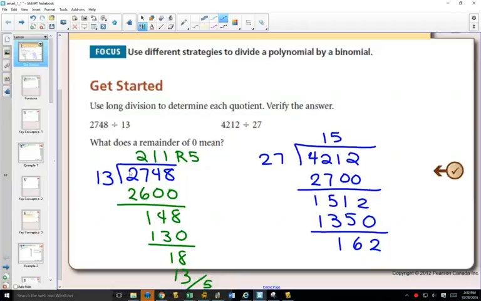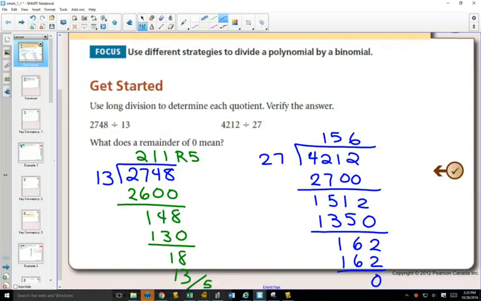And we get 162. How many 27s in 162? 6. 6 times 27 happens to be perfectly 162, and we get a remainder of 0. So we know that 27 times 156 is exactly 4,212. This is long division with numbers. Now we're going to learn long division with algebra.